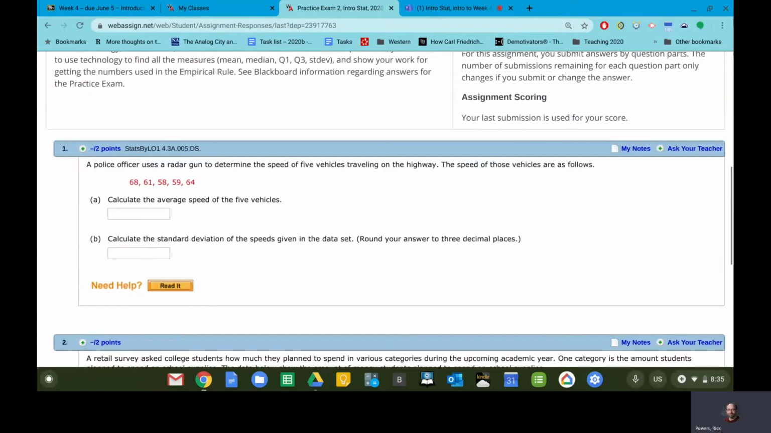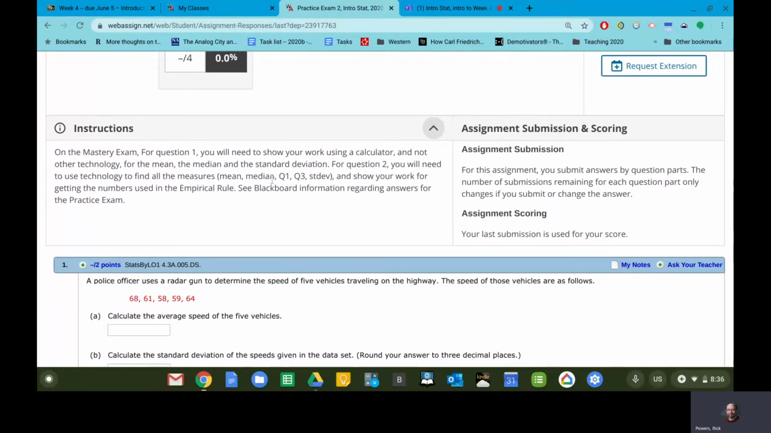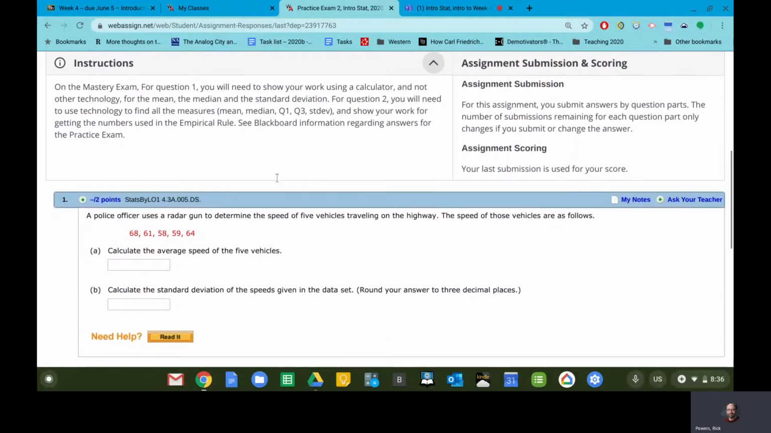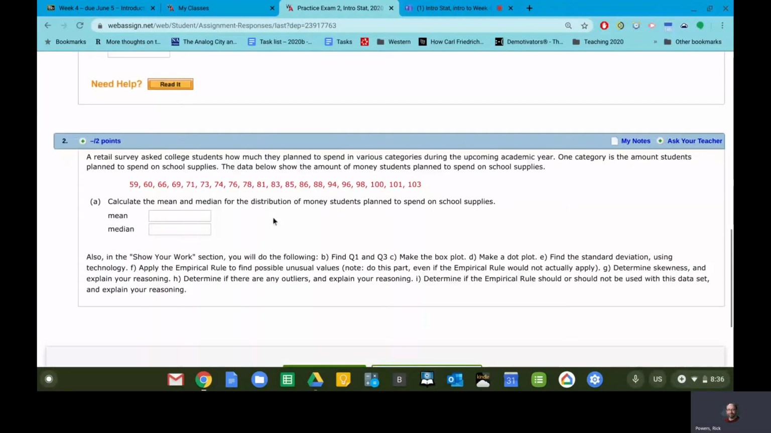I want you to pay attention to the instructions here at the top, which say that you need to show your work using a calculator and not other technology and find the mean, the median, and the standard deviation for this data set right here. And then in question 2, you will use technology to find the mean, the median, quartile 1, quartile 3, and the standard deviation. Now, you don't have to use technology for the mean, the median, the quartiles, but you do have to use technology for the standard deviation.